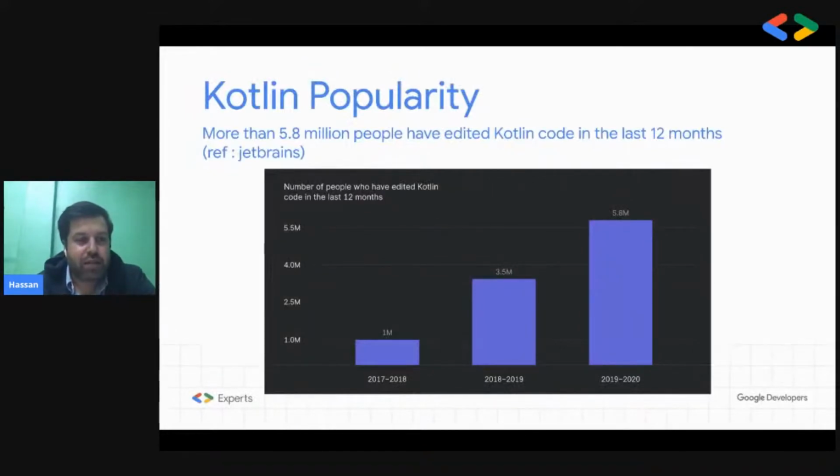Kotlin is not new. It's been 4 years that it is being used, especially by the Android community. Over the last year, 5.8 million people have edited Kotlin code, because Kotlin is open source. It's maintained and owned by JetBrains. So this shows the popularity of the language.